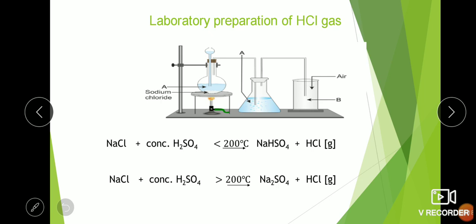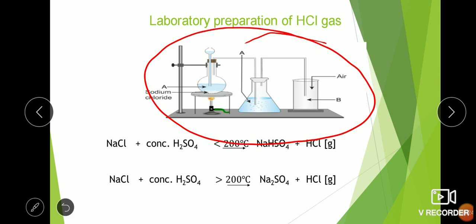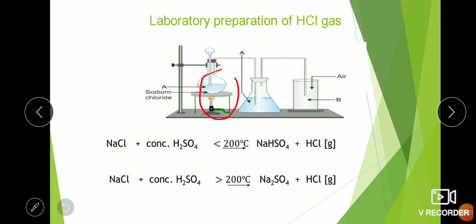Here in the laboratory preparation, you can see this is the laboratory setup for preparation of HCl. In the round bottom flask, we are going to take NaCl. With the help of this thistle funnel, we are going to add sulfuric acid slowly. If you see the diagram very carefully, the thistle funnel is dipped inside the solution. Why is it so? The reason is, if you keep the thistle funnel above the solution, the hydrogen chloride gas which is formed may escape through this thistle funnel.